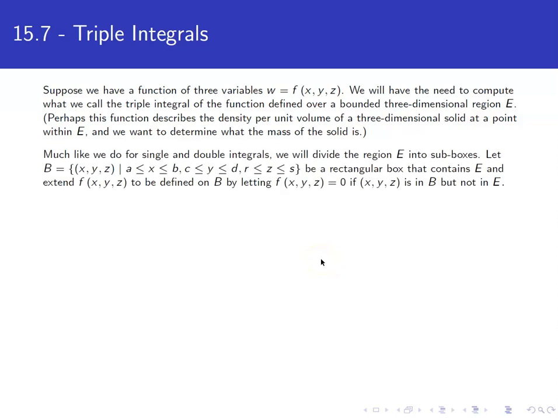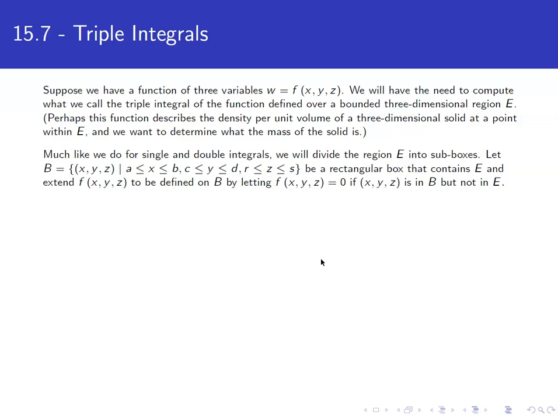Like what we do for single integrals and double integrals, we're going to divide up the region E, or the solid E if you'd rather, into what we refer to as sub-boxes. Remember when we did single integrals, we were integrating over an interval, and we sliced up our interval into sub-intervals. When we did double integrals, we took our region and cut it up into sub-rectangles. In this case, we're going to have sub-boxes because we're in a three-dimensional figure now.